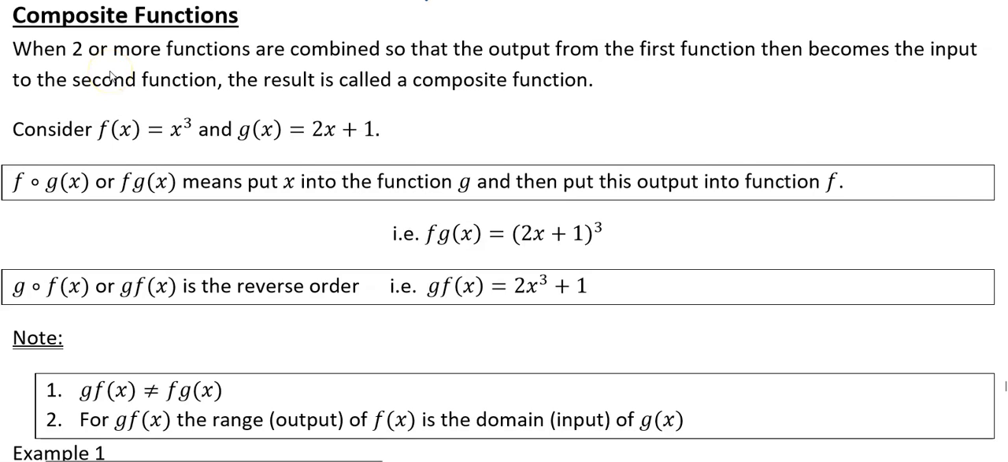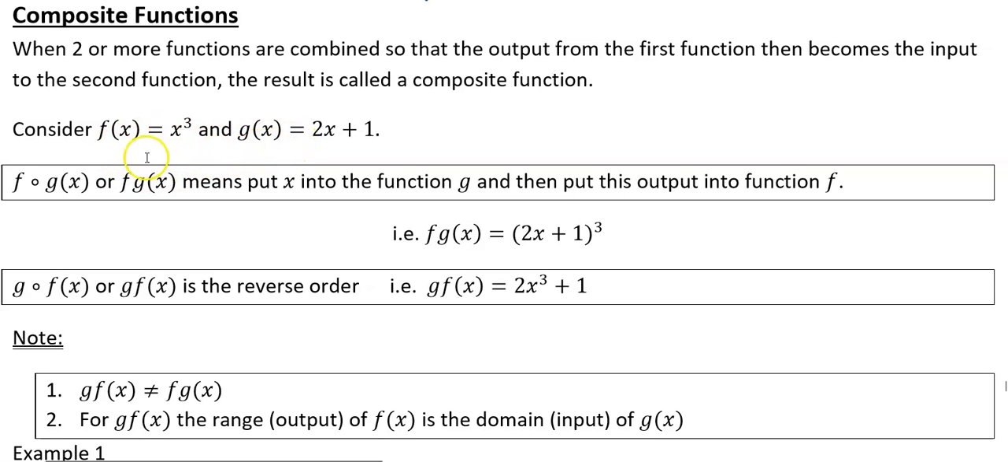Okay, in this video we're going to look at composite functions. Now, a composite function is when two or more functions are combined, so the output from the first function becomes the input to the second function. If we consider two different functions, we have f of x and we have a g of x function. So that's a general way how to do it.